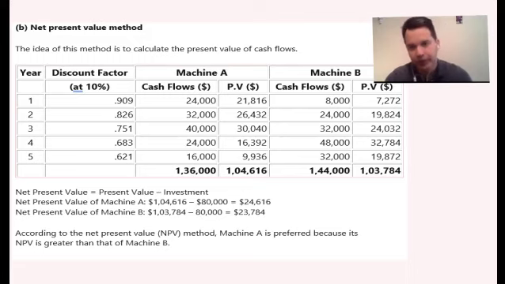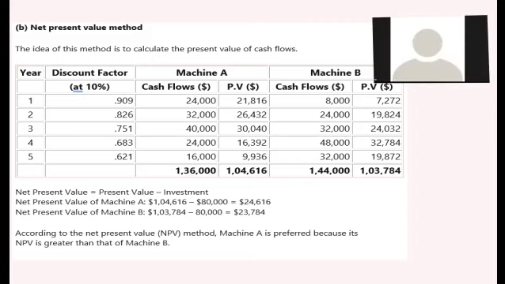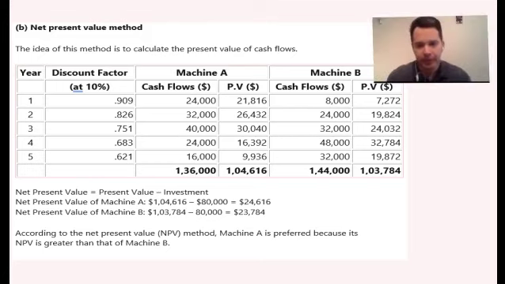Let's take a look at machine B. So it's year 1, $8,000. Again, we do times 0.909, and we get a present value of $7,272. Year 2, $24,000 times 0.826, we get $19,824. Year 3, and you would basically follow the same process like we followed for machine A.